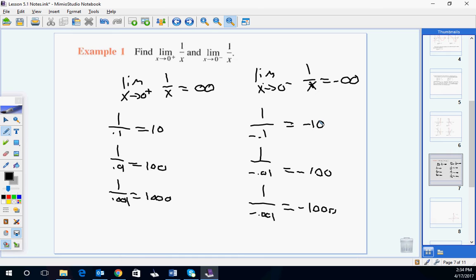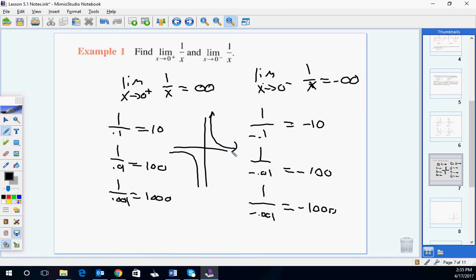And the reason being, if you can see here on my notes, 1 over x, you might remember, is a hyperbola. So this graph looks like this. From the right, infinity. From the left, negative infinity. If you're asking what graph I just drew, that's what 1 over x would look like. Any questions with that?